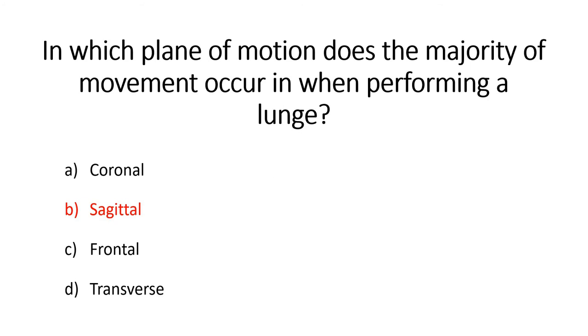B, sagittal. So a lunging motion, or indeed a squatting motion, or any movement that involves flexion and extension of the ankles, knees and hips, is going to occur in the sagittal plane. Sagittal movements are primarily flexion extension movements. The coronal plane, if you're wondering, is just another term that's used for the frontal plane. Some people say coronal, some say frontal, doesn't really matter.